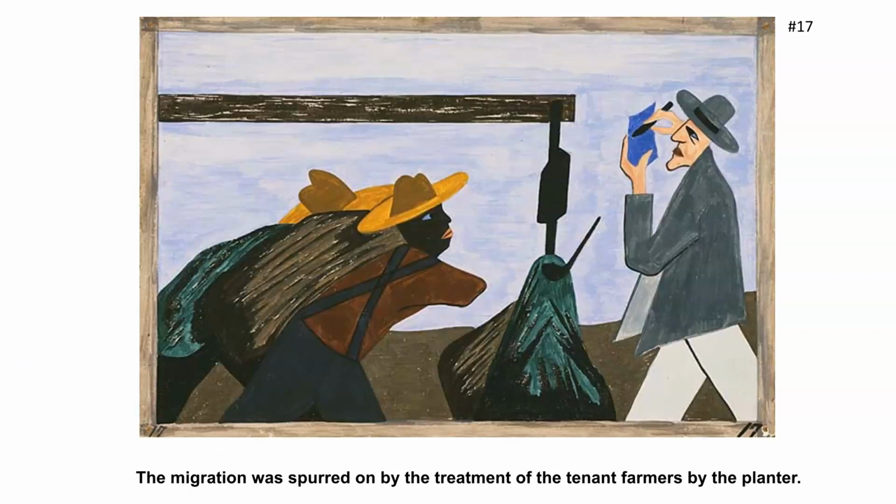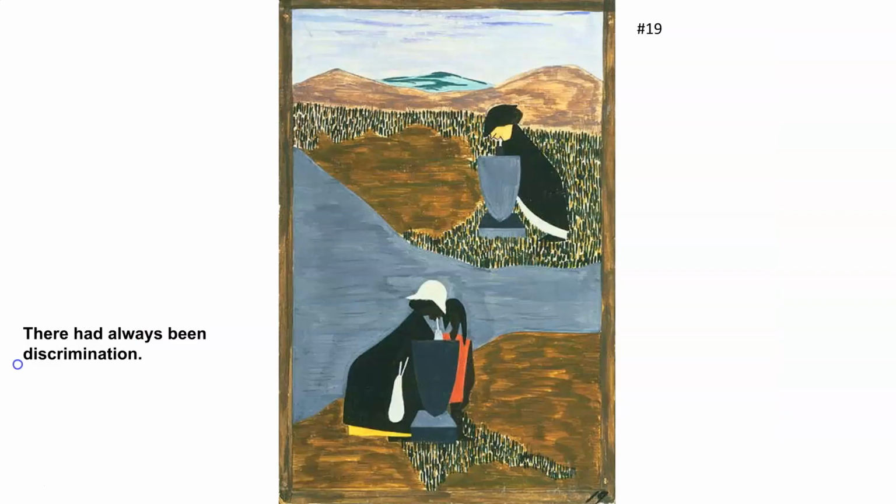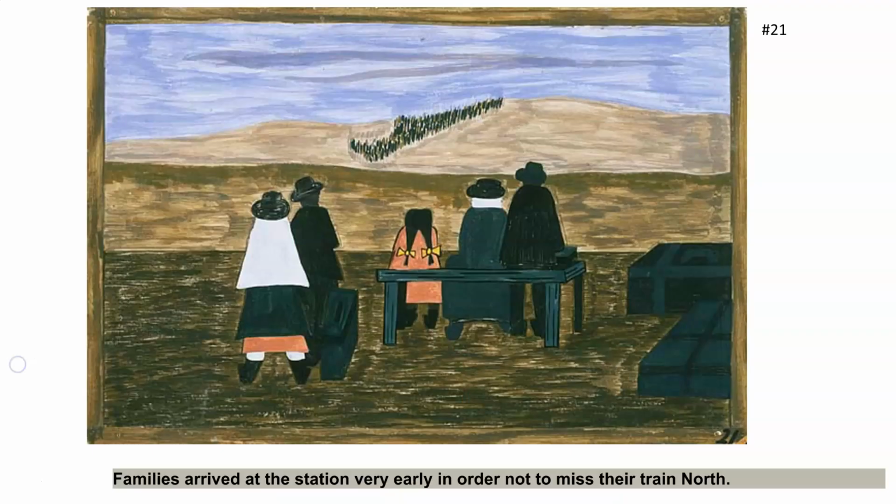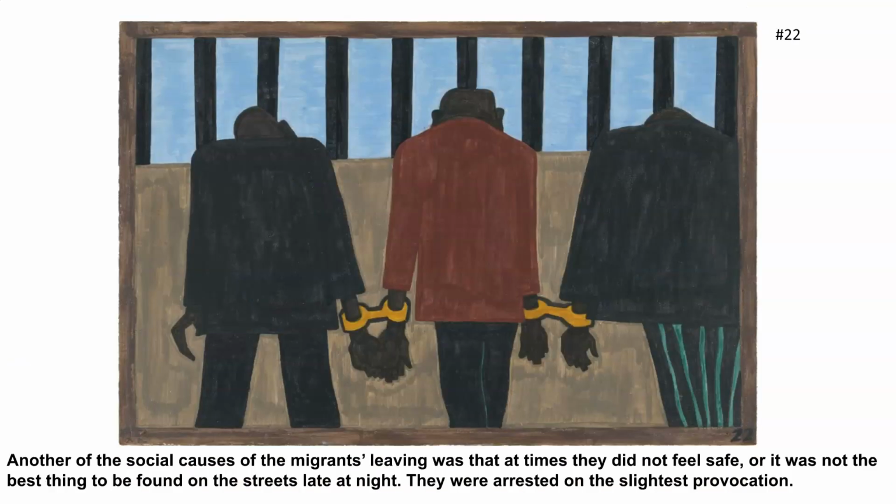The migration was spurred on by the treatment of the tenant farmers by the planter. There had always been discrimination. Families arrived at the station very early in order to not miss their train north.